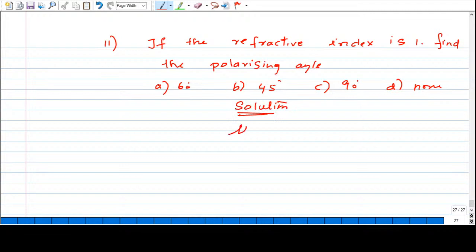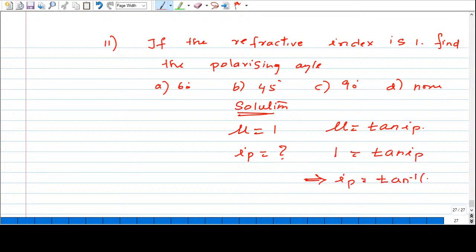The value of mu has been given, and the question asks us to find the value of IP. According to Brewster's law, we know the formula mu is equal to tan IP. What is the value of mu? It is 1, so 1 is equal to tan IP. That implies IP will be equal to tan inverse 1. The value of tan inverse 1 is nothing but 45 degree. So our option is B.